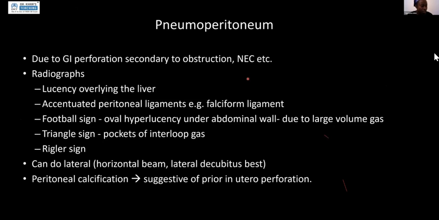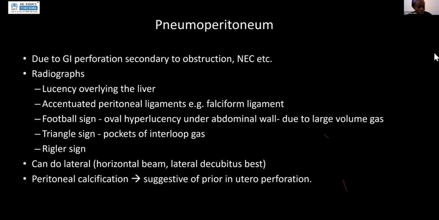So on the radiograph, we're looking for lucency overlying the liver. It also will then accentuate peritoneal ligaments. So sometimes you'll see the falciform ligament in the liver outlined by the gas. You'll see the football sign, which we saw on the first case, which is an oval hyperlucency, which sits underneath the anterior abdominal wall. That's because you've got such a large volume of gas, it just rises and sits underneath the abdominal wall. You'll see triangle sign, which is pockets of interloop gas, which we've seen on 2 of the cases, and wriggler sign, which is where you see both sides of the bowel wall.